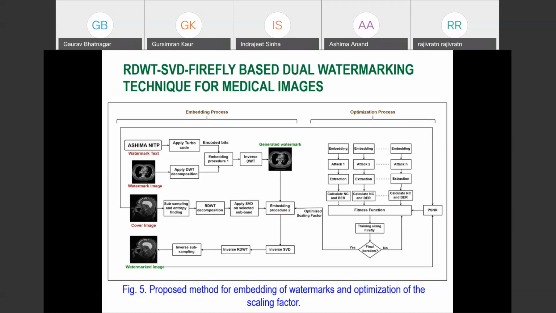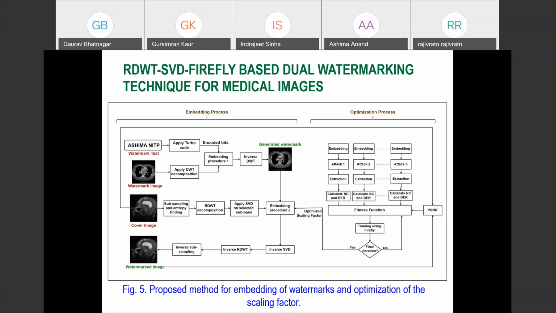In the first process, we are generating a watermark. We are achieving dual watermarking by embedding the text watermark within the image watermark using DWT decomposition, which gives us the generated watermark. Before embedding the text, we have applied turbo code, which helps in reducing the bit error rate caused due to the channel noise.